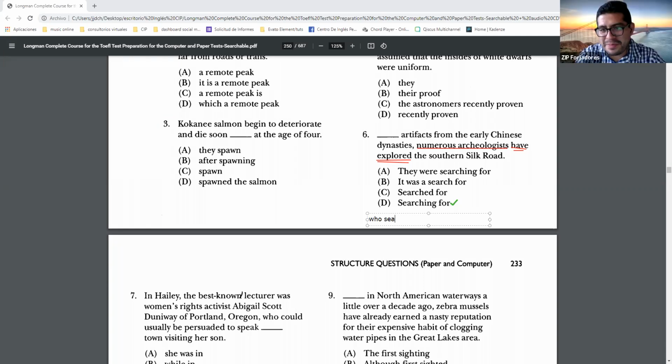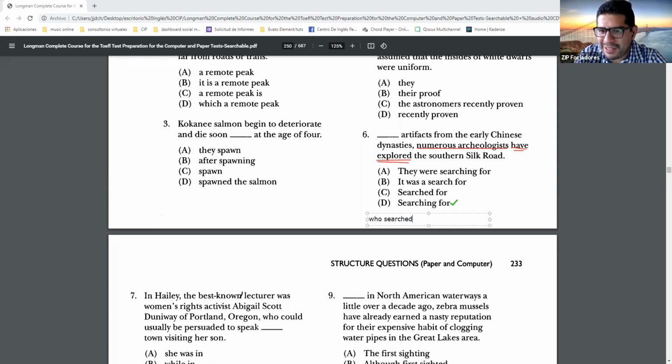I think that is in present because it's present perfect, have explored. What do you think? It's about experience. That's right. So let's go and put it in the past. It doesn't matter now. So who searched, this is the complete one, and it cannot be at the beginning, right? So it's numerous archaeologists who searched for artifacts from the early Chinese dynasties have explored the southern Silk Road.